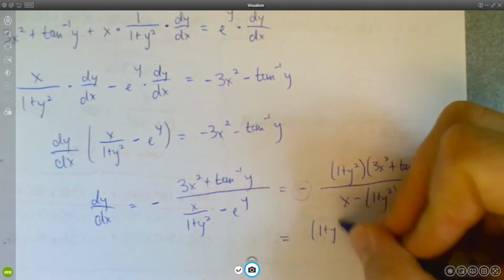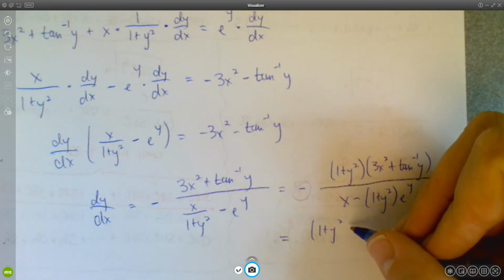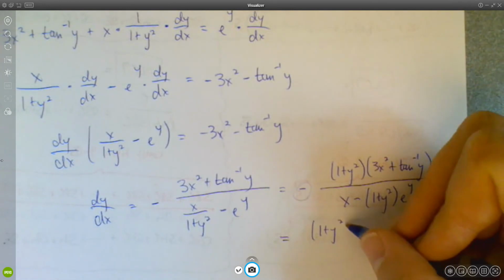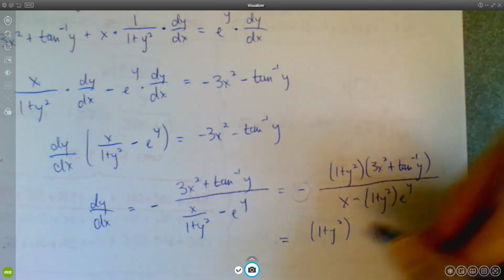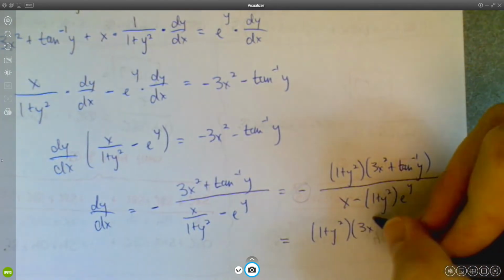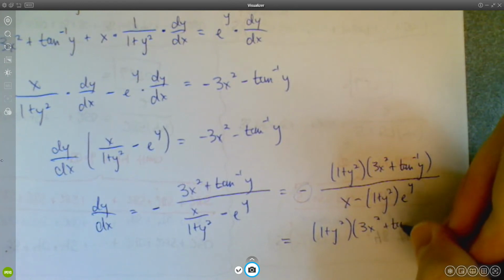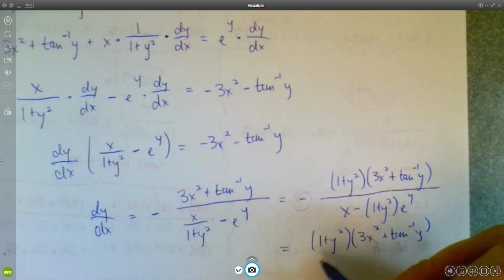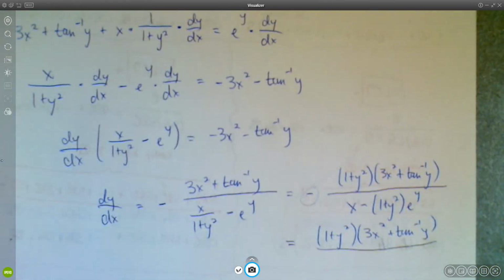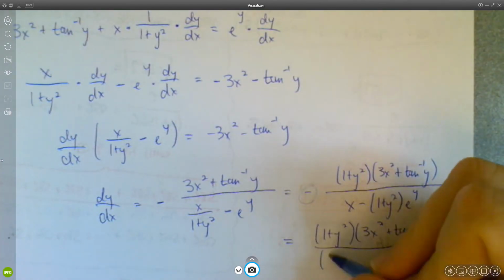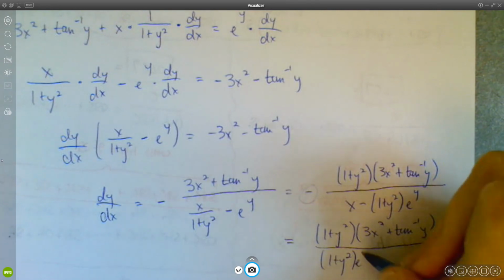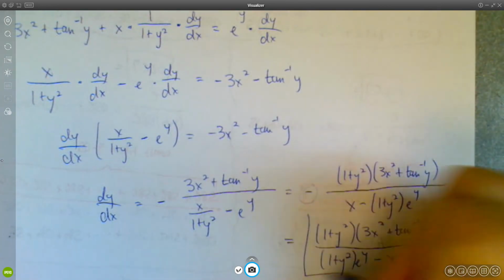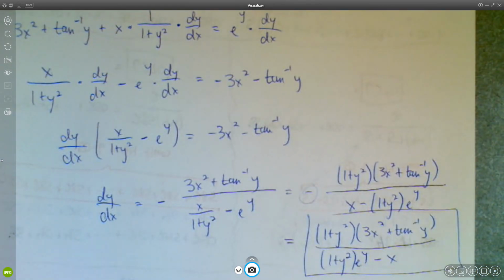1 plus y squared. Well, they actually reversed that too, but it's the same thing. You can see that it's the same. 3x squared plus tangent inverse y, and then they switch the order of the subtraction so that it's 1 plus y squared e to the y minus x, and that's the final answer. Okay, hope that helps.